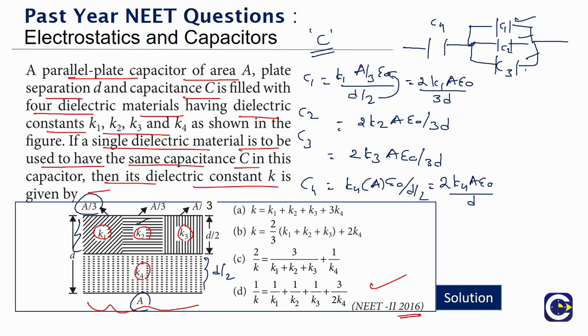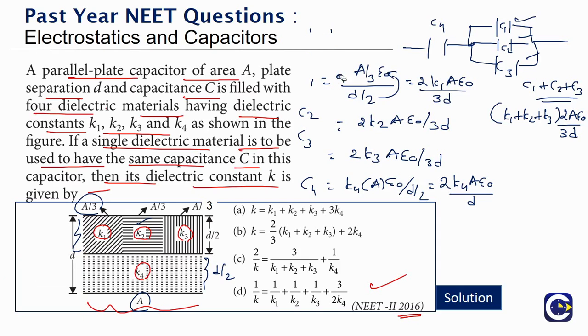What is the equivalent of them? C1 plus C2 plus C3. When capacitors are in parallel, the equivalent capacitance is what? C1 plus C2 plus C3. What is C1 plus C2 plus C3? Just look at them. So everywhere other than this K1, K2, K3, everything is the same expression. Which means what? Look at this. K1 plus K2 plus K3 into 2 times A epsilon naught by 3D. That is our C1 plus C2 plus C3. Now this is in series with the C4. So this capacitance is basically in series with the C4.